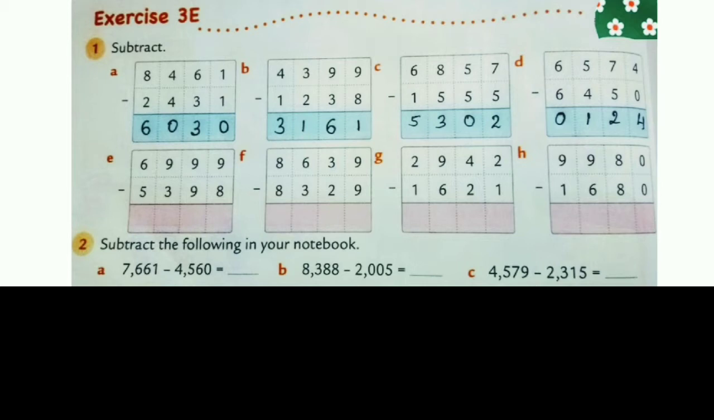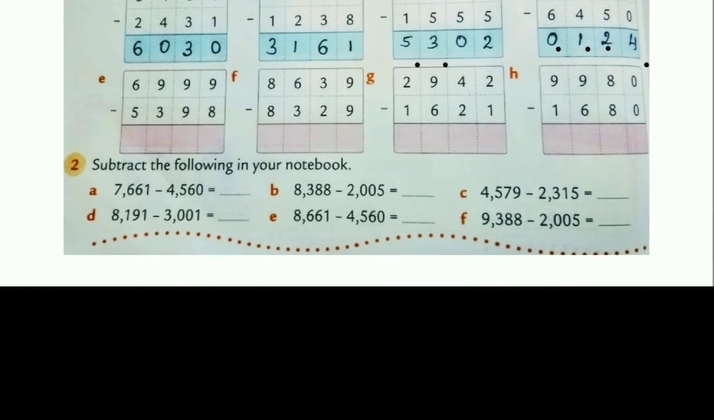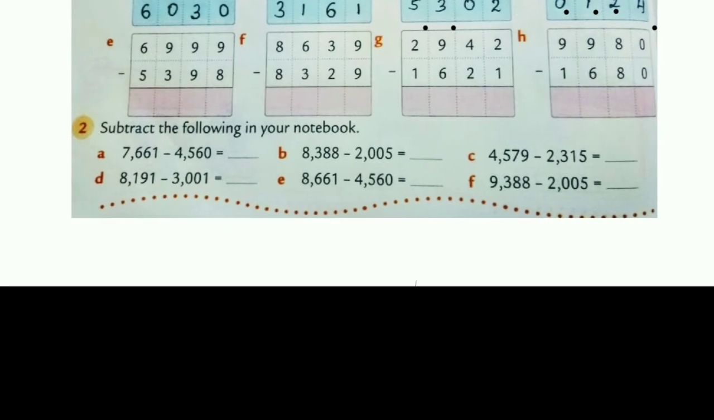Next, 7 minus 5 is 2. 5 minus 5 is 0. 8 minus 5 is 3. 6 minus 1 is 5. Next, 4 minus 0 is 4. 7 minus 5 is 2. 5 minus 4 is 1. And 6 minus 6 is 0. Rest of the questions, do it yourself in your notebook. And question number 2 also, subtract the following in your notebook.